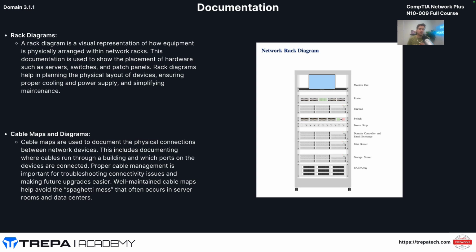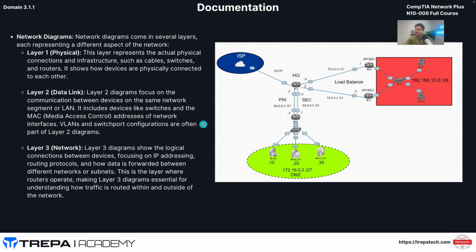So those cable maps and diagrams are very important when we have a lot of cabling, a lot of IDFs, MDFs, and maybe some miles of fiber, right? Cable maps are used to document the physical connections between network devices. This includes documenting where cables run through a building and which ports on the devices are connected. Okay, and then the network diagram.